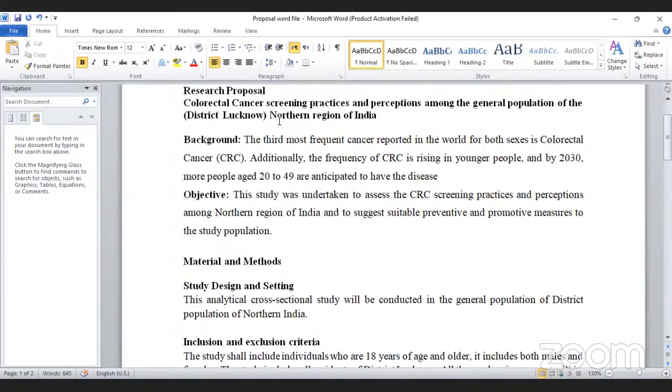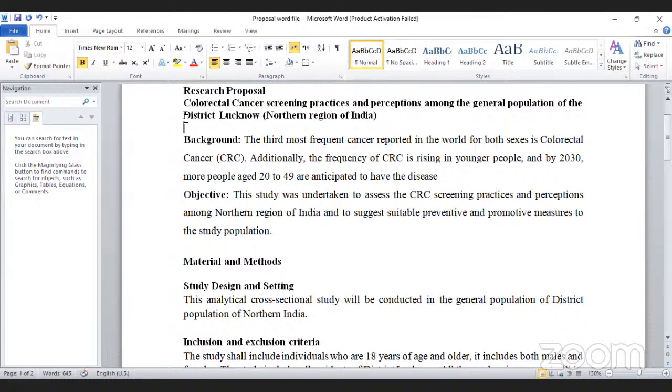And into the bracket, the northern region of India. That northern region of India maybe should be in the bracket, right? Okay. Now, others, this is okay. Now, practices and perception both you are taking. So it's a very challenging subject, right? Because practices is done by the doctors and perception is about the population.